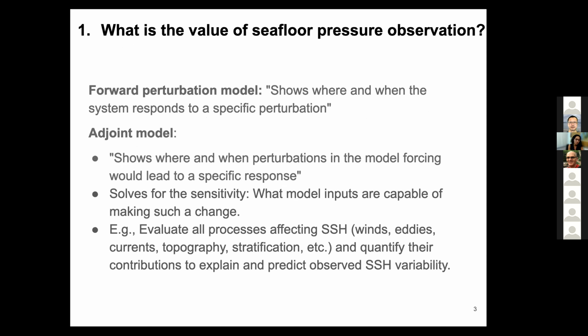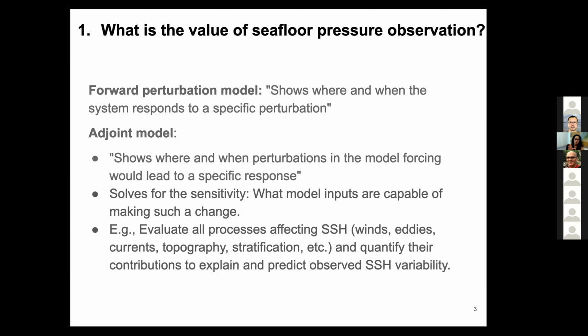Okay, so to answer the first question, let me first distinguish between two kinds of models in general. First, we have the regular forward perturbation models. So these are the more common ones where, for example, say wind blows over the ocean. So this would be a perturbation. And then we see how the system evolves, right? And so these models show us where and when the system responds to a specific perturbation, in this case, the wind blowing. On the other hand, we have adjoint models, which show us where and when perturbations in the model forcing would lead to a specific response, right?